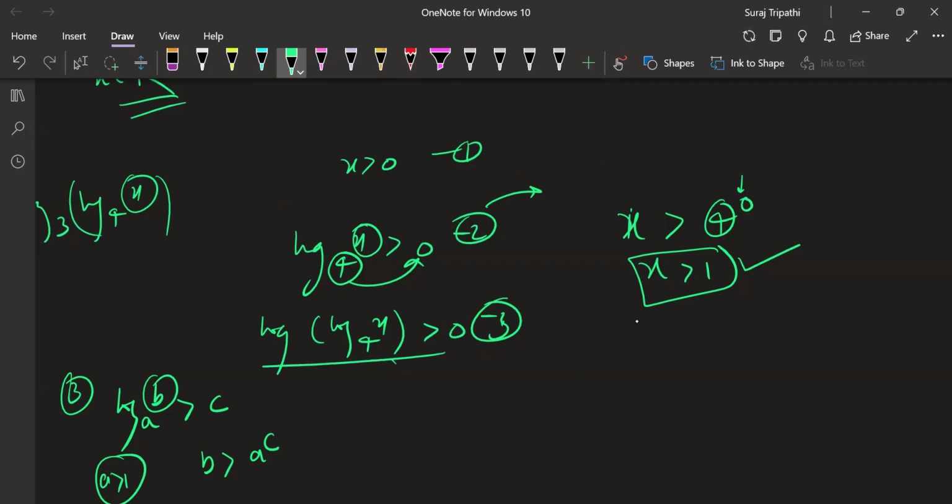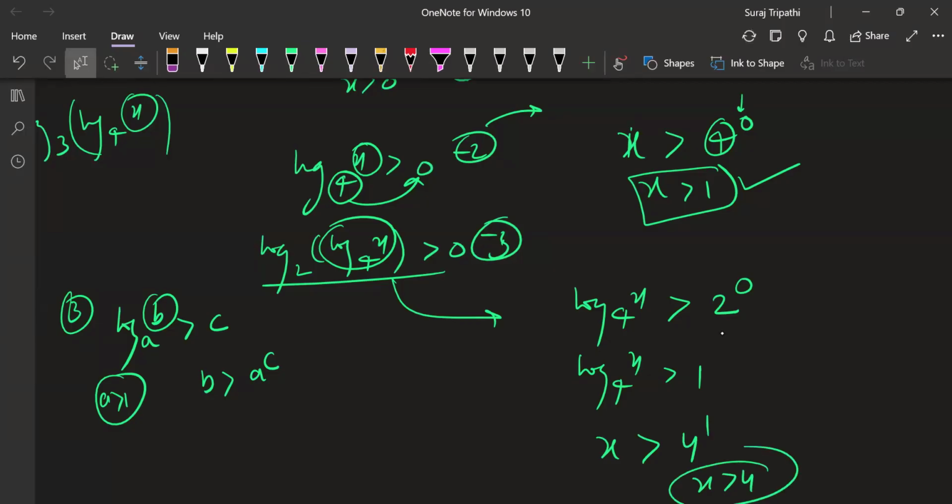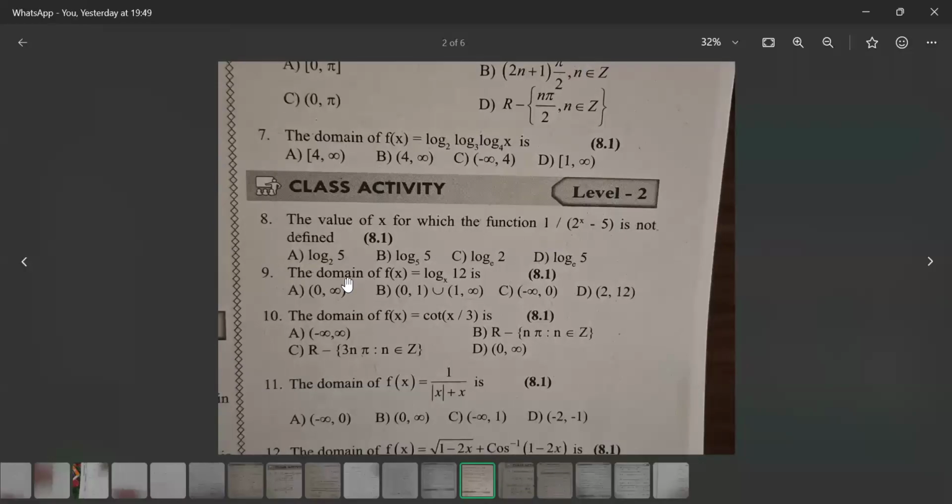Now solve this inequality. For this one, this base is 2. So this is the argument of the base. So we can write here log of x with base 4 greater than 2 raised to 0. So here we will get log of x base 4 greater than 1. Again we can use the same property. So x would be greater than 4 raised to 1, so x would be greater than 4. That means 4 to infinity. Note down this solution.